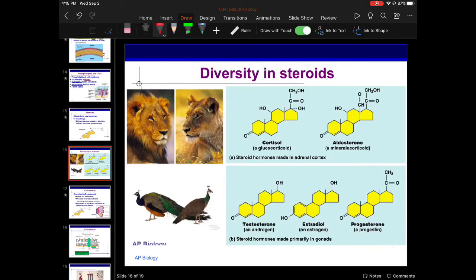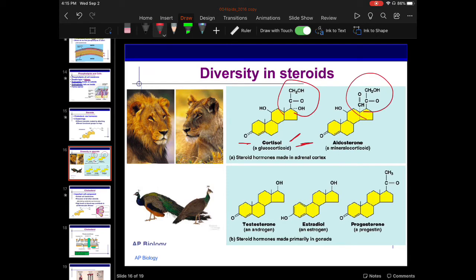So here's just a couple of examples. We have cortisol. This is actually a stress hormone. Both of these kind of go hand in hand with the fight or flight response. A lot of people, even just stress causes this. And so you have these different functional groups. So you can see how this region here is different, and then it creates a different function for the steroid.